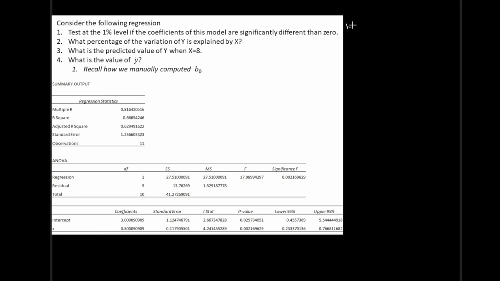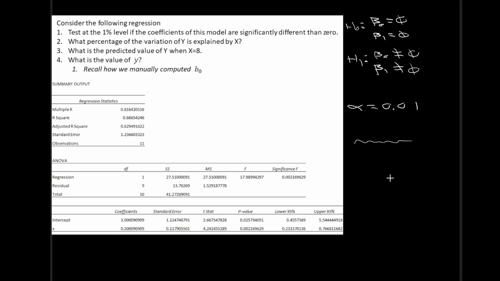Okay, testing at the 1% level. Again, what we're really testing is H naught and H one. All we're saying is different than zero. We're not saying greater than, we're not saying less than. Underneath our null, we believe that they're equal to zero. Underneath the alternative, we are saying maybe they're not equal to zero. Step two, this time we're doing it at the 1% level. Step three, we can skip because we have the p-values given to us. Step four, if our p-value is less than our significance level, 0.01, we will reject.